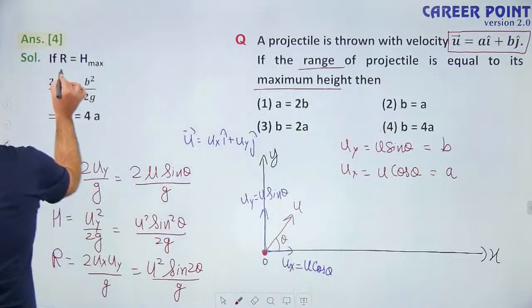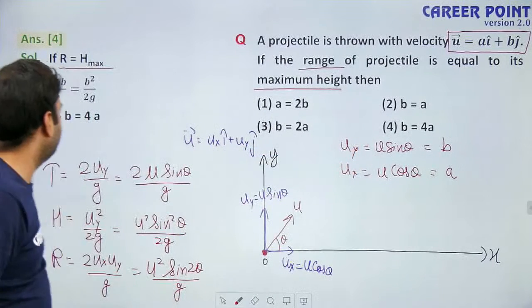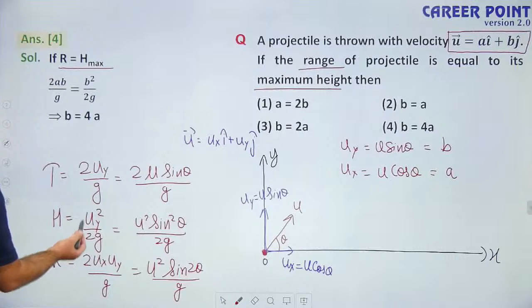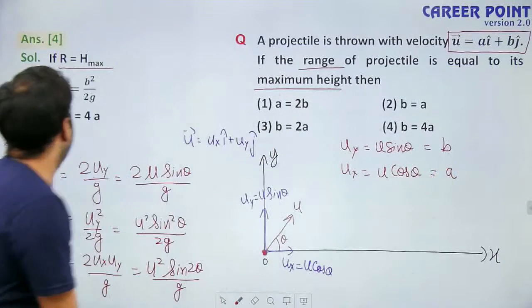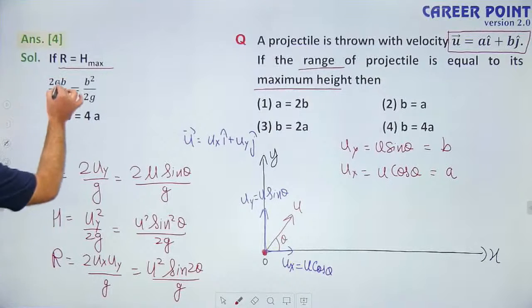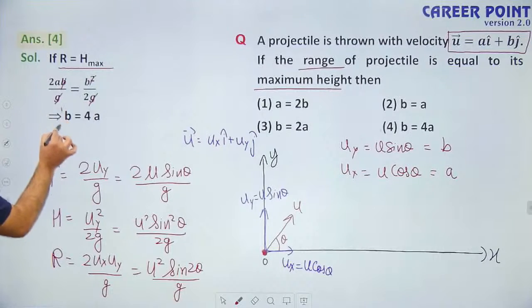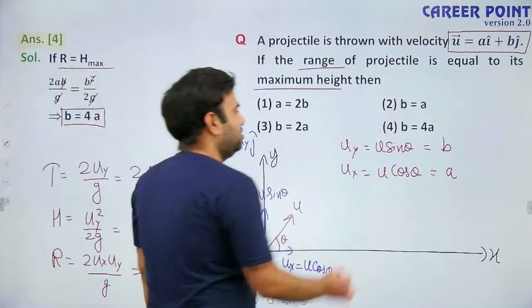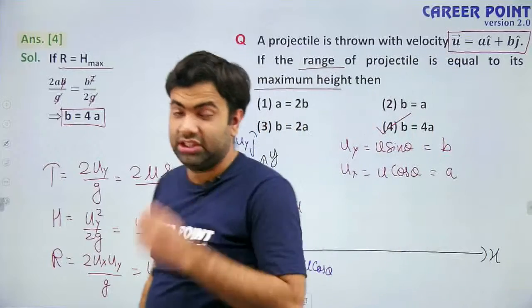See, range is equal to maximum height. What is the formula of range? It is 2 ux uy by g. That means 2 into a into b by g, because ux is equal to a and uy is equal to b. This is equal to height, and height is equal to uy square by 2g. Uy is b, so it is b square by 2g. Now as you can see, this cancels out this, and this cancels out this. So you have b equals to 4a. So the answer is option 4. Is it clear to you? Beta, the correct answer is option 4.